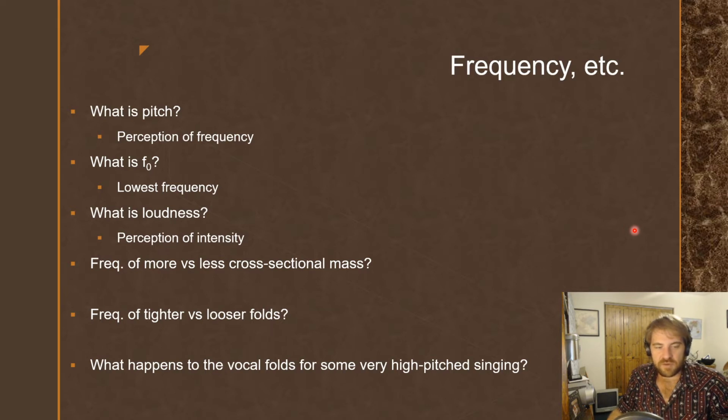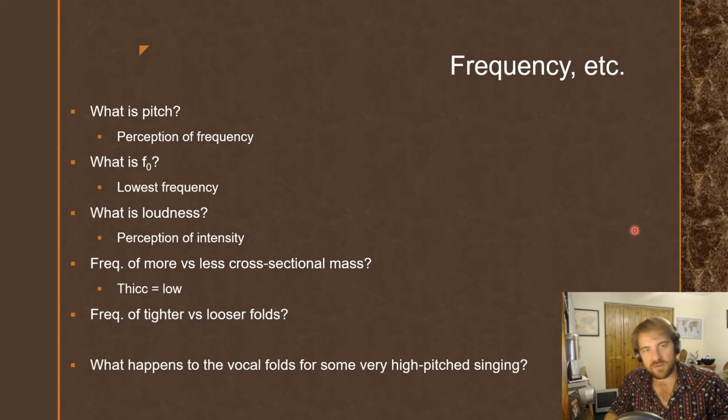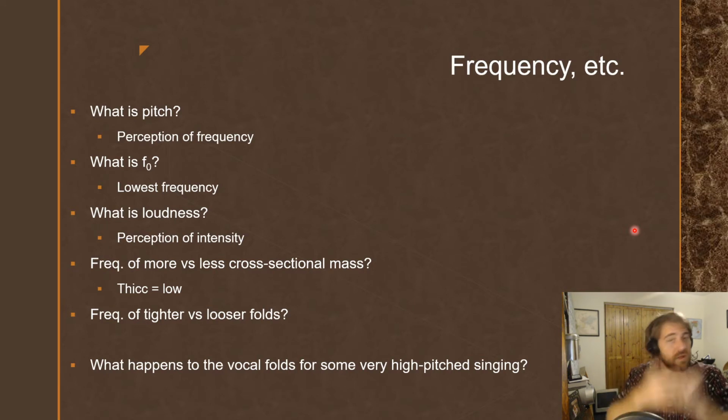What about larger cross-sectional mass? Does that create a lower or higher frequency? Well, more cross-sectional mass, if you imagine a vocal cord that's real thick, is going to create a lower frequency. So more cross-sectional mass, lower frequency.